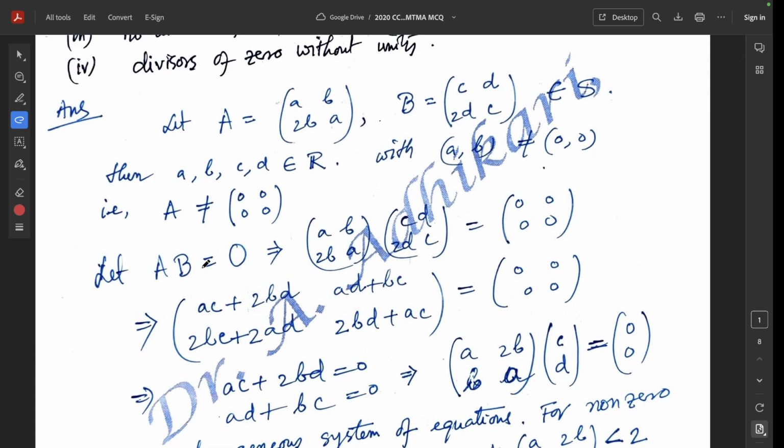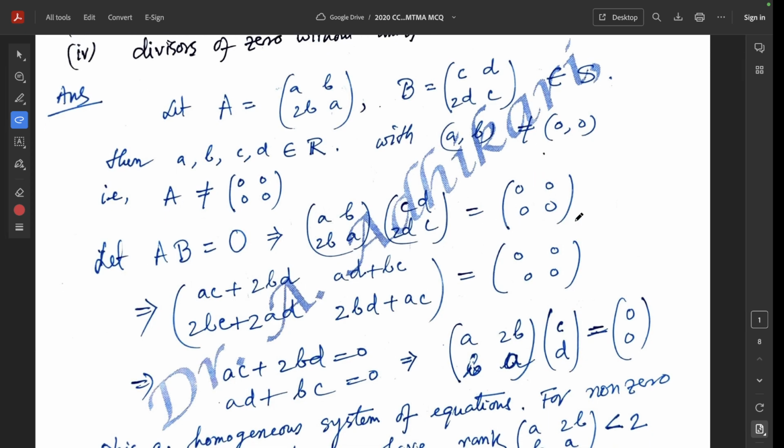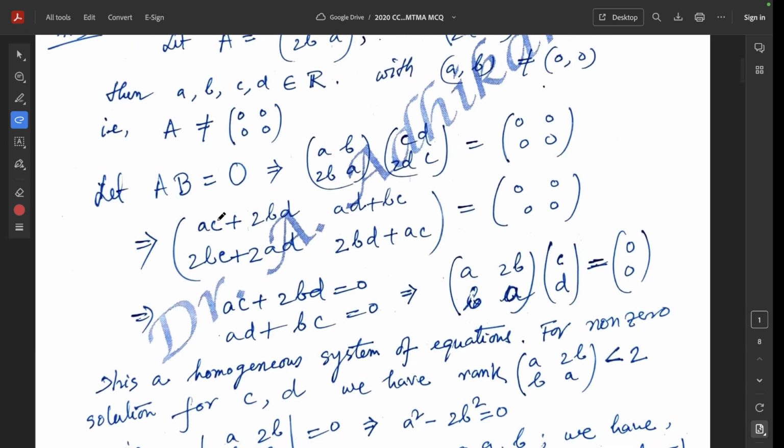Let AB equal the null matrix O. This implies [[a, b], [2b, a]] times [[c, d], [2d, c]] equals [[0, 0], [0, 0]]. Then by matrix multiplication, we get ac plus 2bd, ad plus bc, 2bc plus 2ad, 2bd plus ac equal to 0. Hence ac plus 2bd equals 0, and ad plus bc, taking 2 common, equals 0.